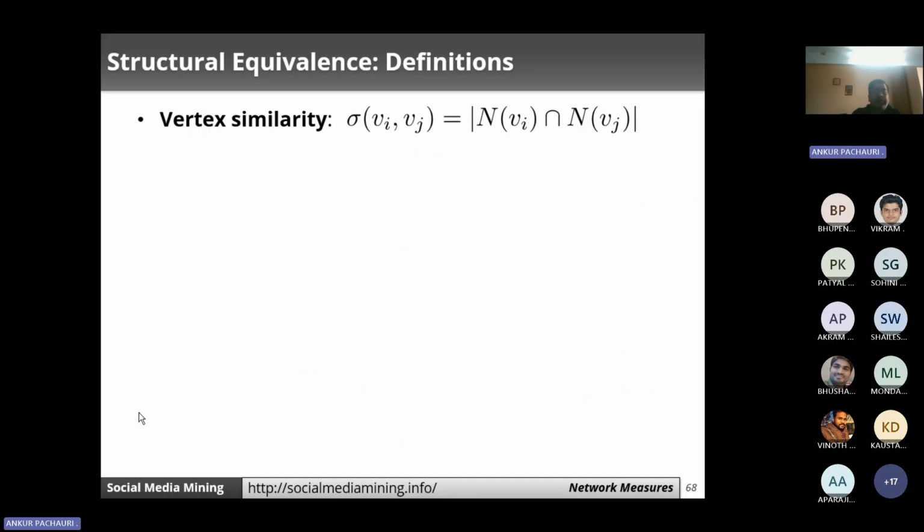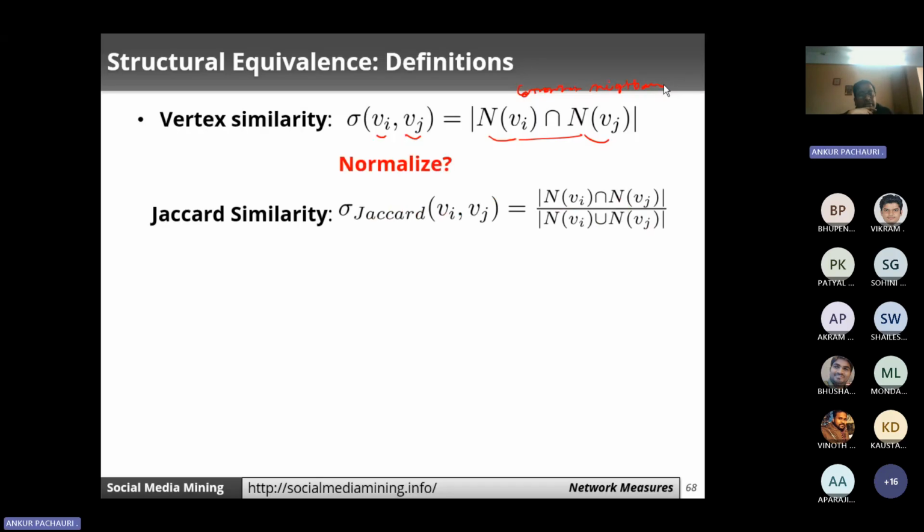There are many criteria for structural equivalence. One of them is vertex similarity: how similar two vertices Vi and Vj are. That will be equal to the intersection of their neighborhoods. This set contains the neighborhood of i, and this set contains the neighborhood of j, and intersection means common neighbors. This we call vertex similarity.